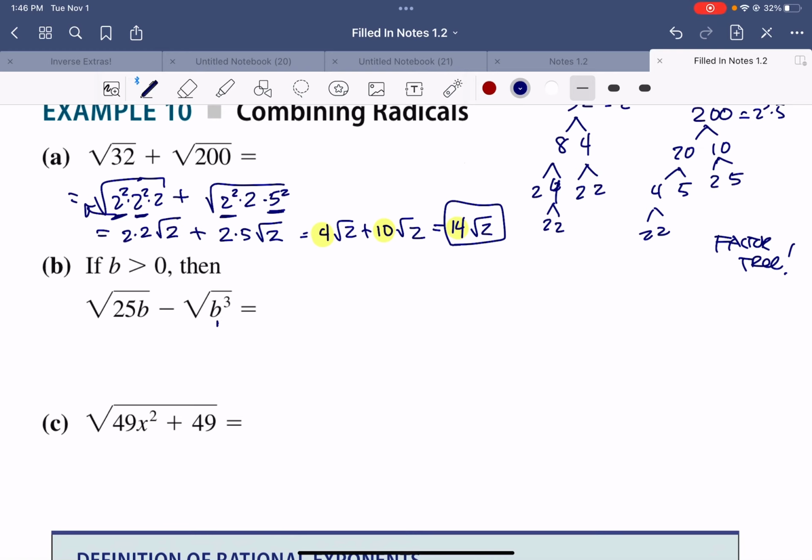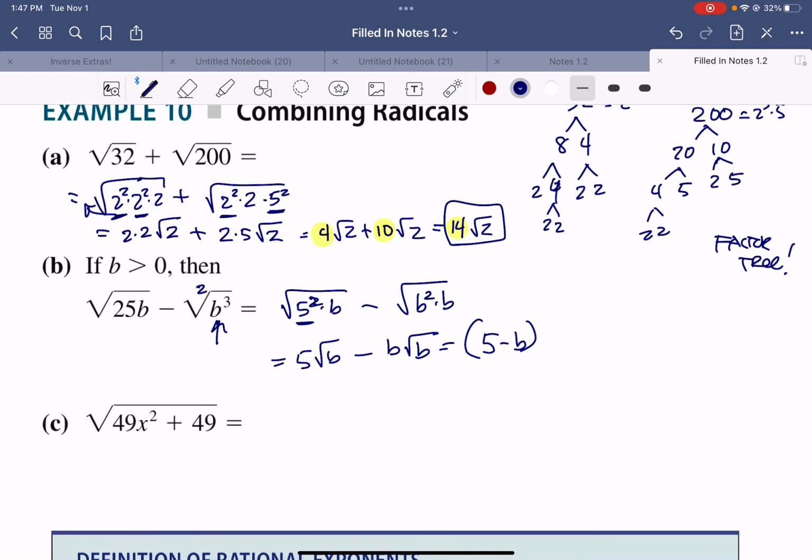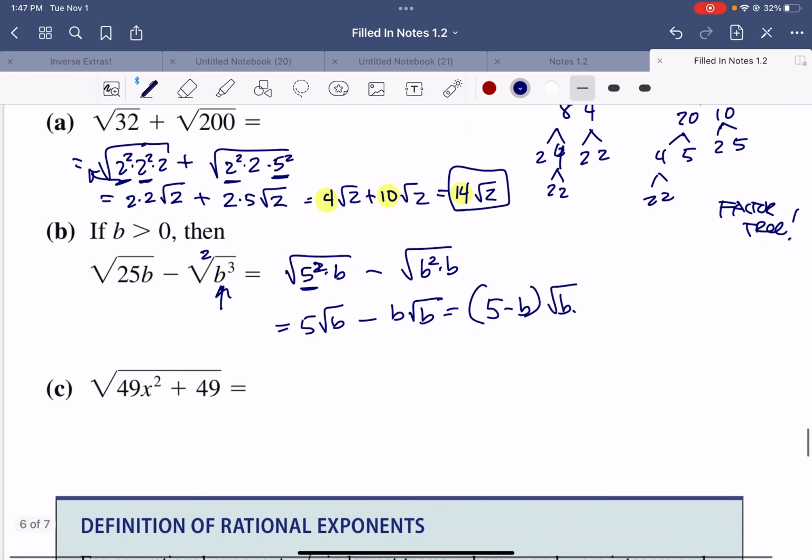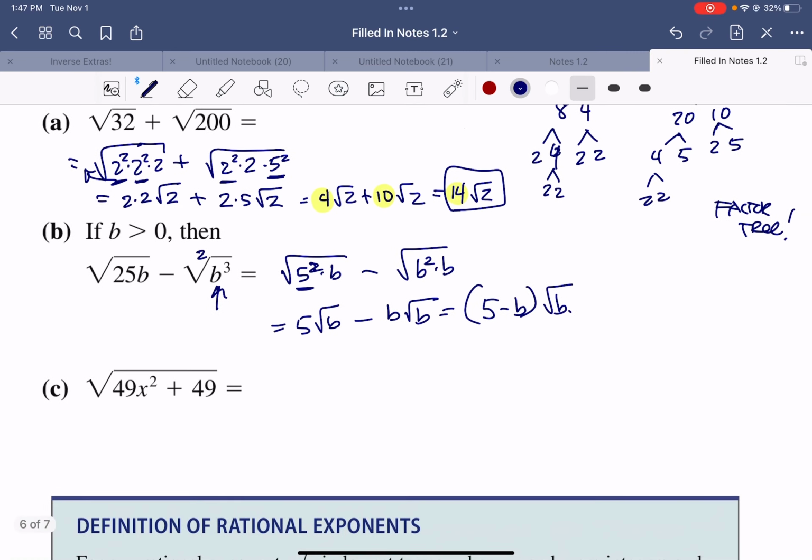Similarly, here, there's an understood 2, so I'm going to rewrite this as the square root of 25b. Well, I know that 25 is just 5 squared times b. And then b cubed is a b squared times b. So the square root of 5 squared is 5 with the square root of b, minus the square root of b squared is just b square root of b. So it's going to be 5 minus b, that many square roots of b. That's pretty ugly. Now I'm going to stop there.